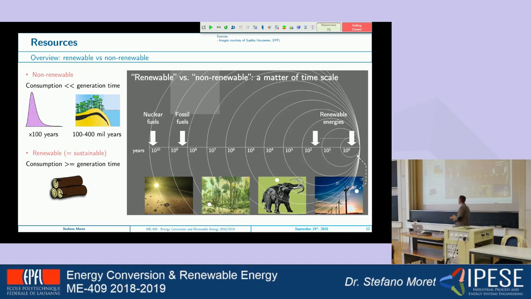When we talk about a non-renewable energy, the generation time of this resource is much bigger than the consumption time. So all these trees, for example, that were degraded and stored over years to create coal, over hundreds of millions of years, are now consumed by us by burning coal in 50 to 100 years. So this is why the resource is non-renewable.